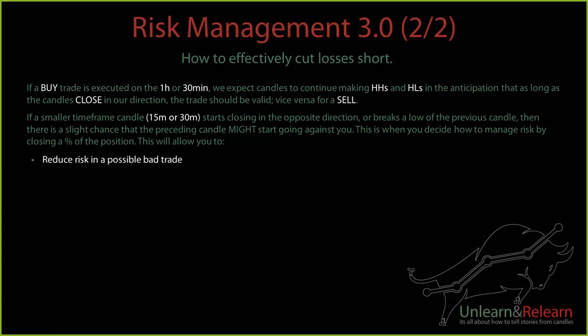Let's say if a smaller time frame candle closes against you, then there's a higher chance that the next one can go against you as well, and then ultimately your stop loss might get hit. So if you reduce risk, you can reduce the risk in a possible bad trade, right? In the same way, you can remove some stress. Sometimes when your position goes in a drawdown, some people get anxiety, some people get stressed out that, hey man, I'm going to get stopped out again. I'm in the drawdown. So when you close a percentage of the position, you're essentially removing stress.